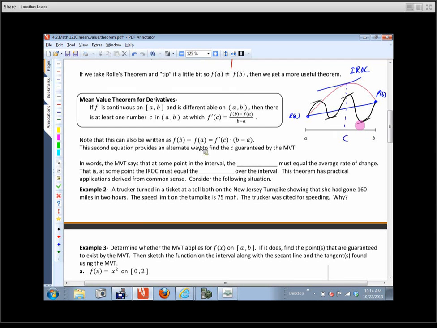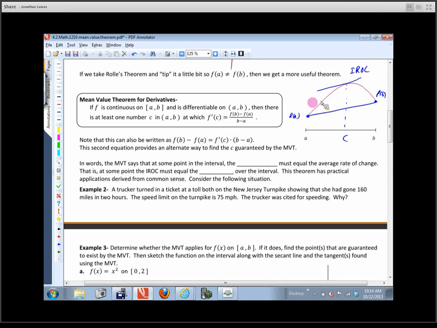Now, this textbook uses an alternate statement of the mean value theorem. The mean value theorem says that the derivative's got to be equal to the average rate of change at some point on that interval. How did they go from this statement right here, this equation right here, to this? Okay, they just multiplied by the denominator there. They got rid of that.